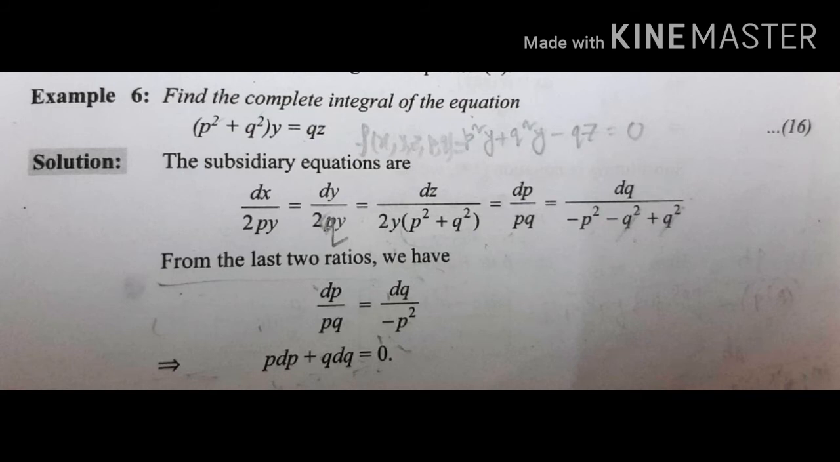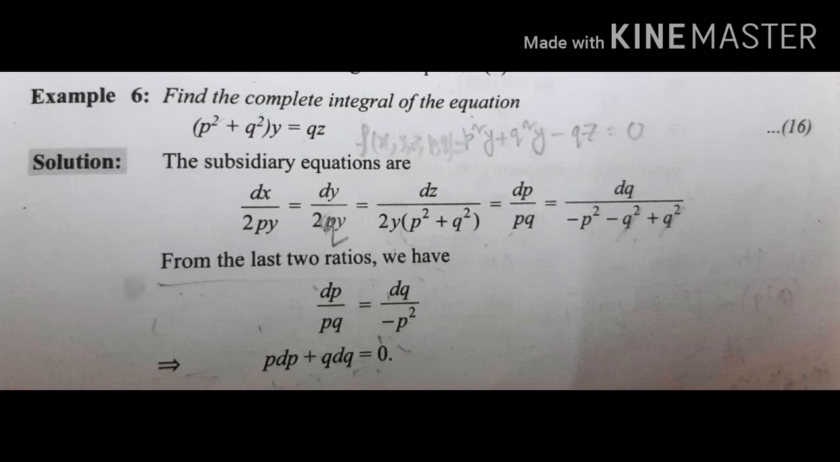Now, our example. We discuss example number 6. Find the complete integral of the equation (p² + q²)y = qz. Here we notice that the degree of p and q is not 1. So, this is a non-linear partial differential equation of first order. So, here we apply Charpit's method. Here, f(x, y, z, p, q) = p²y + q²y - qz = 0.